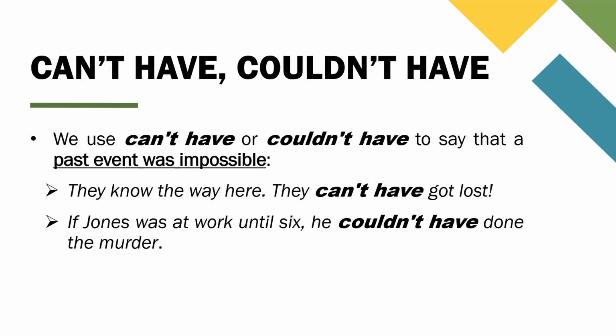We use can't have or couldn't have to say that a past event was impossible. For example, they know the way here. They can't have got lost. Another example, if Jones was at work until 6, he couldn't have done the murder.